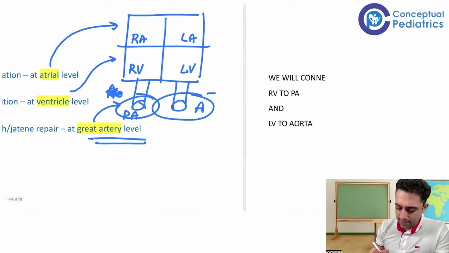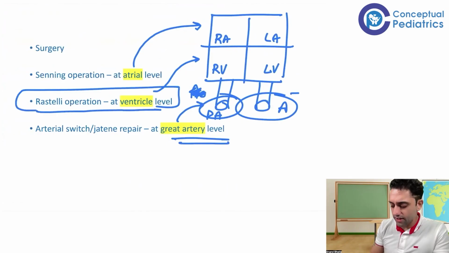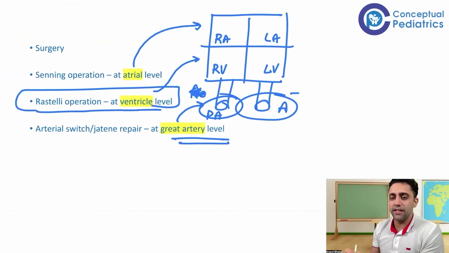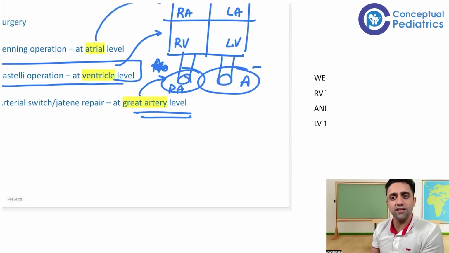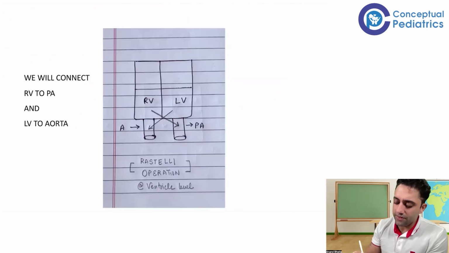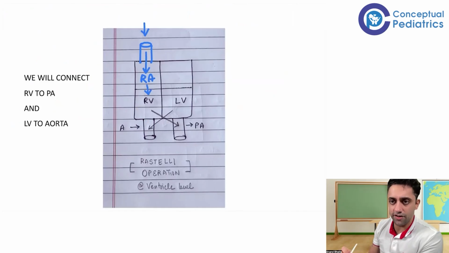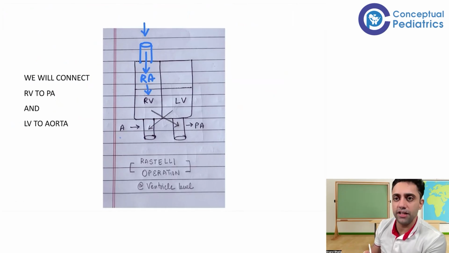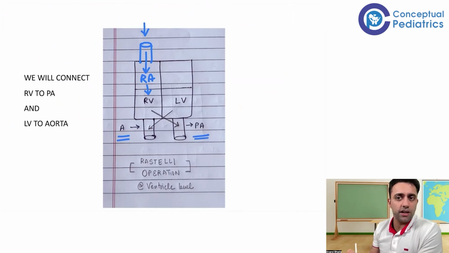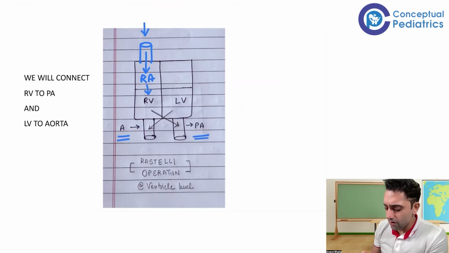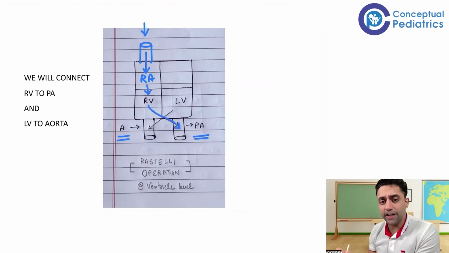Now, what is Rastelli? I told you the Rastelli operation is done at the ventricle level. What does that mean? Very simple: the deoxygenated blood is coming to the right atrium. From the right atrium, it goes to the right ventricle. We know now that in this TGA, right side is the aorta and left side is the pulmonary artery. Yes or no? So nothing. Now I'll just connect my right ventricle to the pulmonary artery.